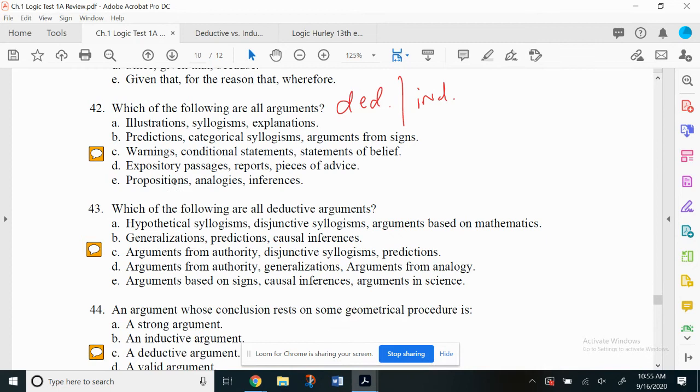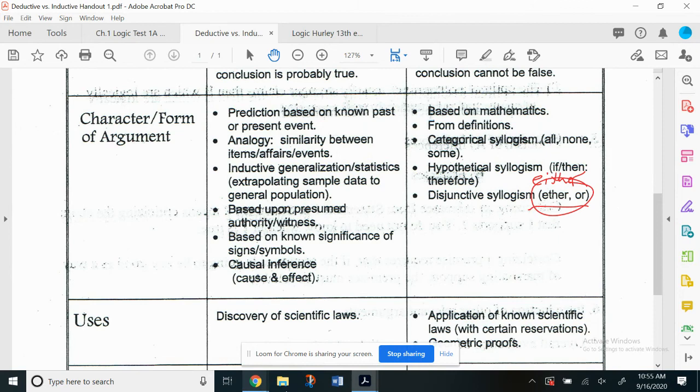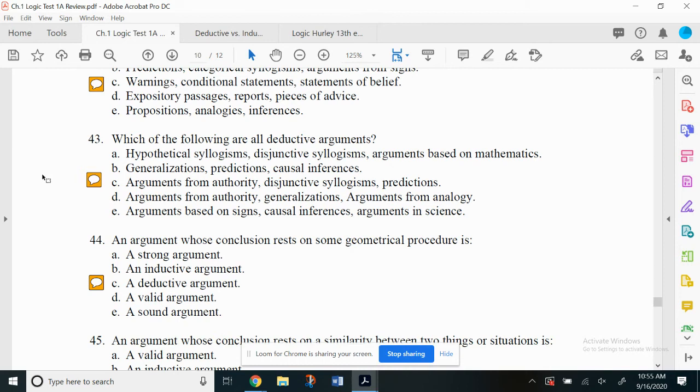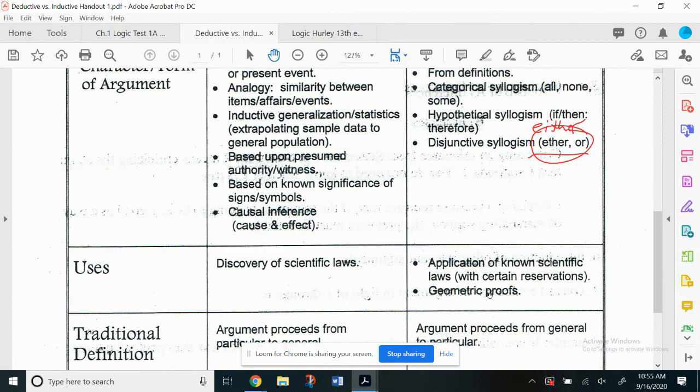43, which of the following are all deductive arguments? You may even say, let me go to my cheat sheet and see if I can find them in there. Or you can go back to the reading. And it is hypothetical, disjunctive, and argument based upon mathematics. You could have got that off your cheat sheet or just looked in this section. 44, an argument whose conclusion is based on some geometrical procedure is deductive. Again, G: geometrical proof, geometrical procedure, deductive.